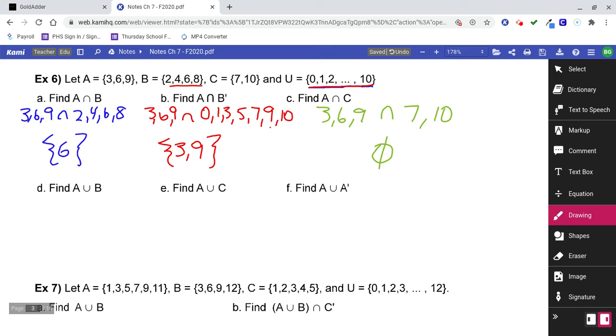Again, I would recommend you write it out. A was 3, 6, 9. B is 2, 4, 6, 8. We're going to union those together. We're going to join those together. And basically that means write them all. What is on the left or the right? 2, 3, 4, 6, 8, 9. Put it in set notation.